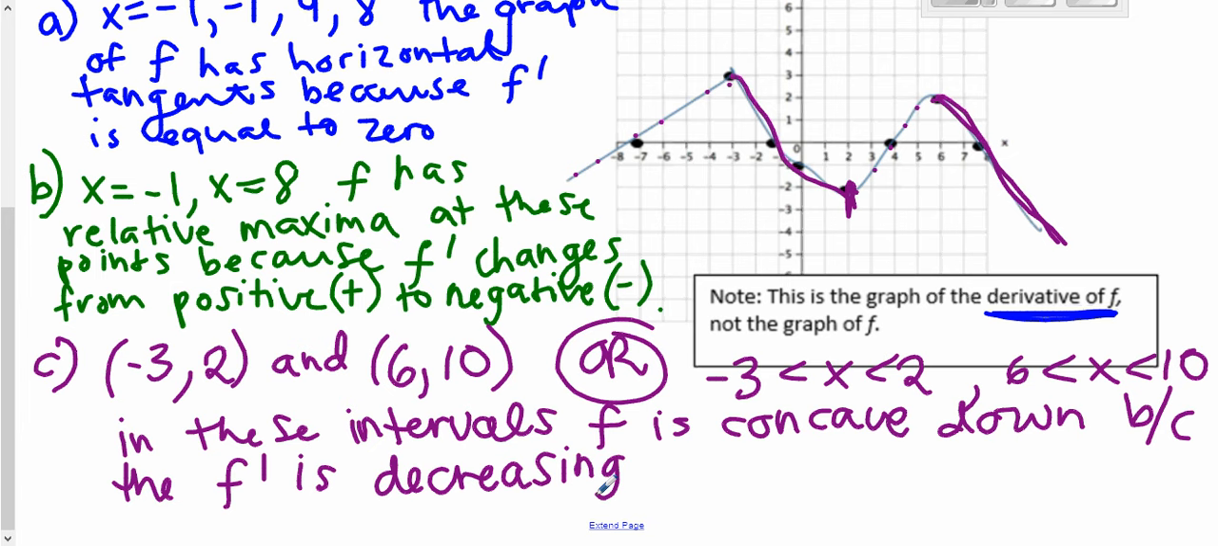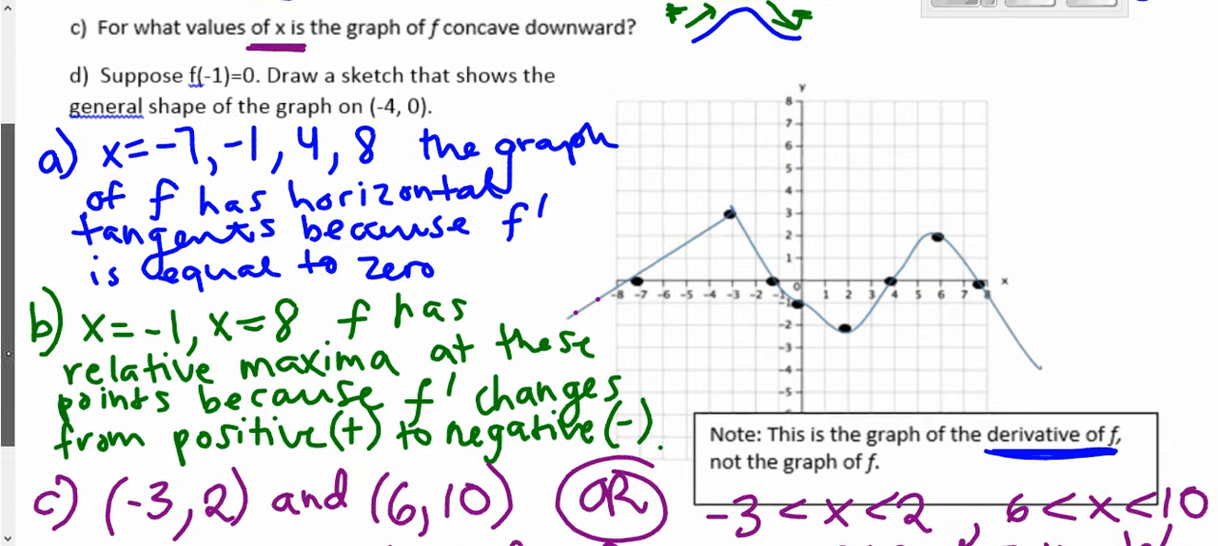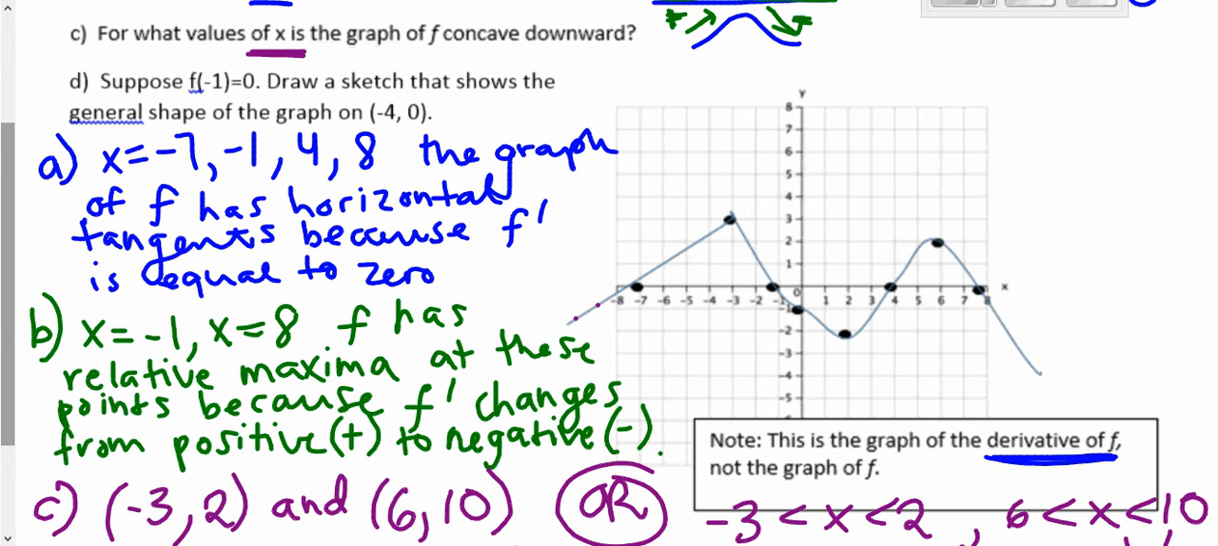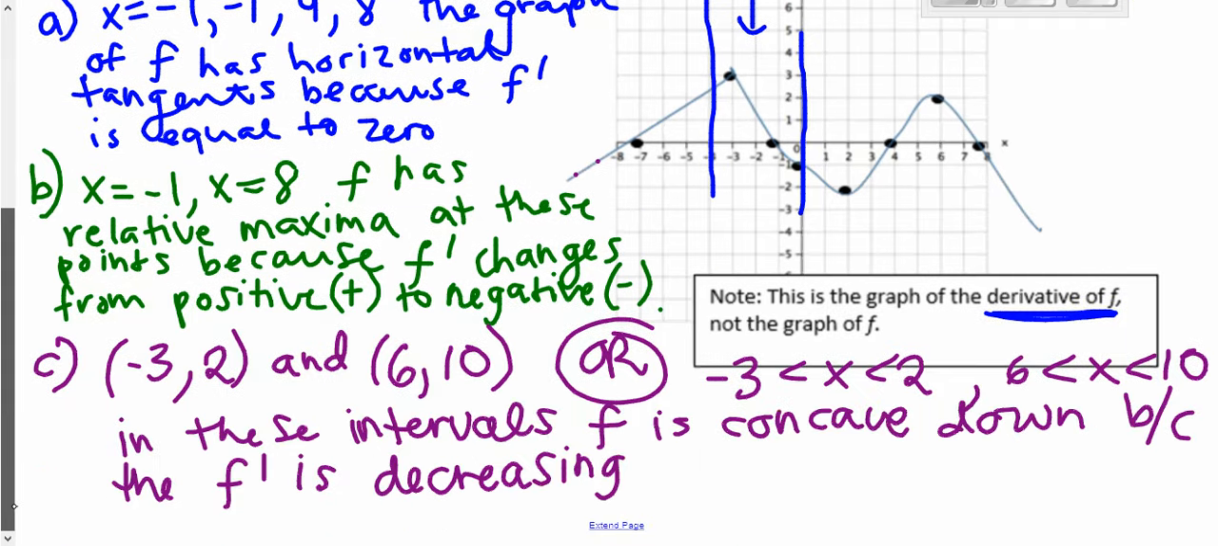Okay, last part. Let's erase what we have on our graph so that we have room to write. It says that suppose f of -1 is 0. Draw a sketch that shows the general shape of the graph from -4 to 0. So for this one, all we're looking at is -4 to 0. So we're only looking at this part of our derivative. Okay, we need to draw a sketch. So I'll go ahead and do part D up here, actually.